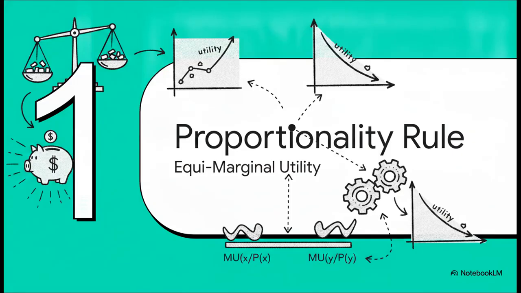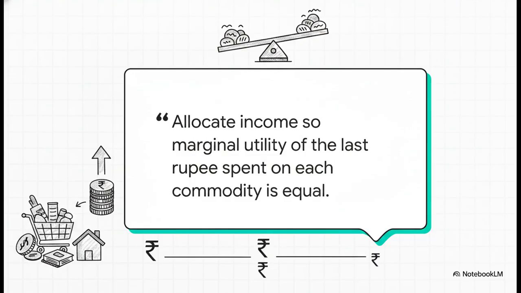Chapter 1. The proportionality rule, also known as equimarginal utility. Right, so here is the bedrock of our whole explainer today. The law formally states the consumer maximizing his total utility will allocate his income among various commodities in such a way that the marginal utility of the last unit of money, or rupee, spent on each commodity is equal. I know, that sounds a bit dense, but in simple terms, it just means balancing your satisfaction per rupee perfectly across everything you buy. You aren't just looking at what gives you the most joy overall, you're looking at what gives you the most joy relative to what it actually costs you.